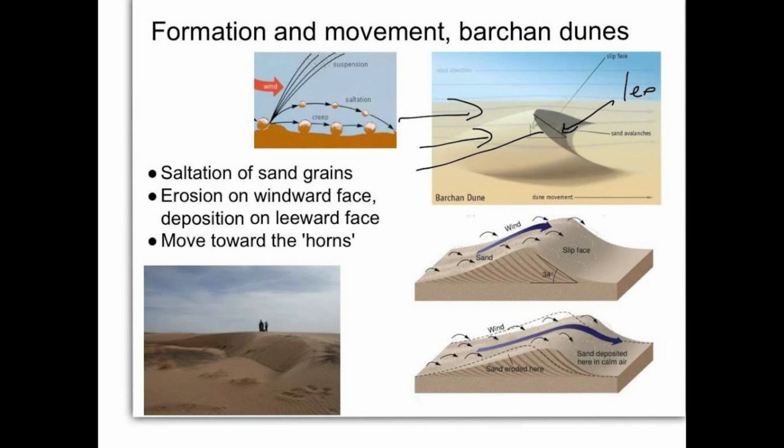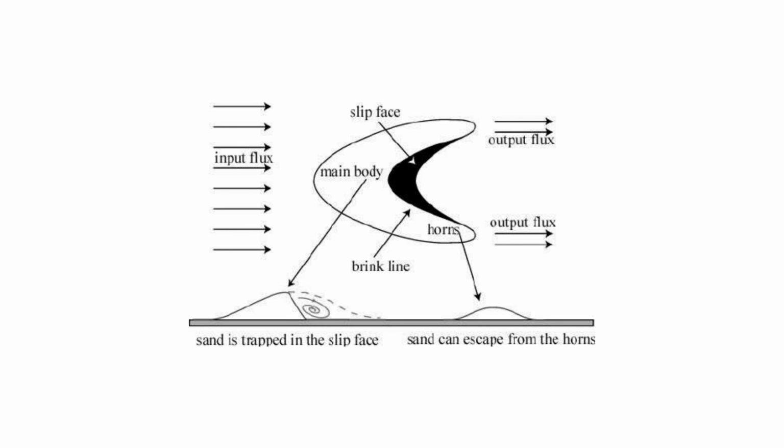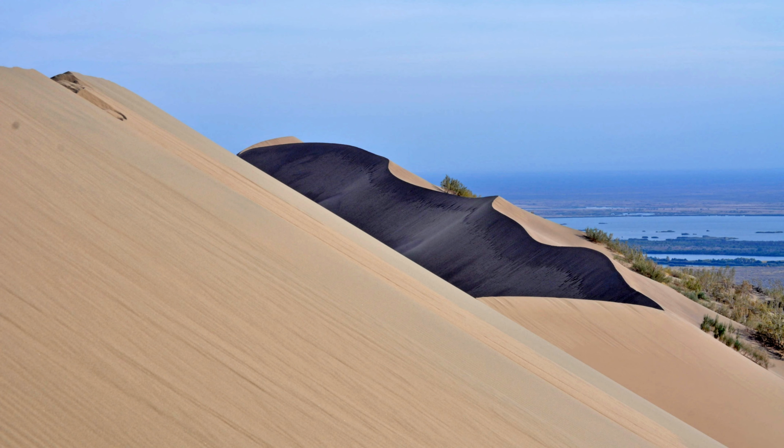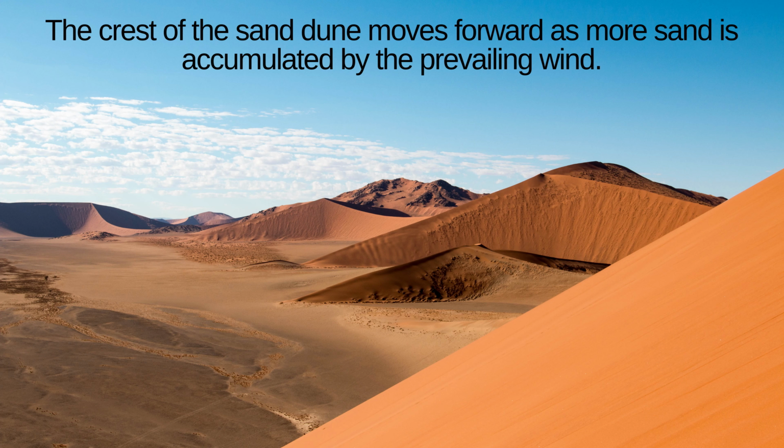a heap of rocks. They occur transversely to the wind, so that their horns thin out and become lower in the direction of the wind due to the reduced frictional retardation of the winds around the edges. The windward side is convex and gently sloping, while the leeward side, being sheltered, is concave and steep, the slip face. The crest of the sand dune moves forward as more sand is accumulated by the prevailing wind.